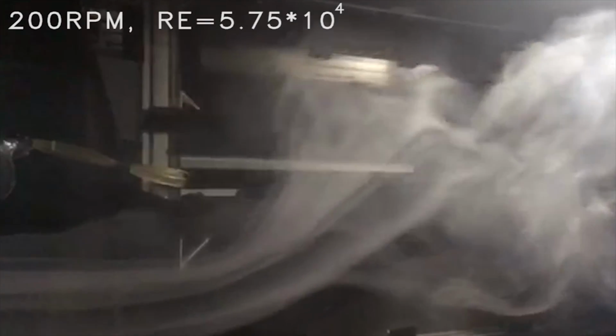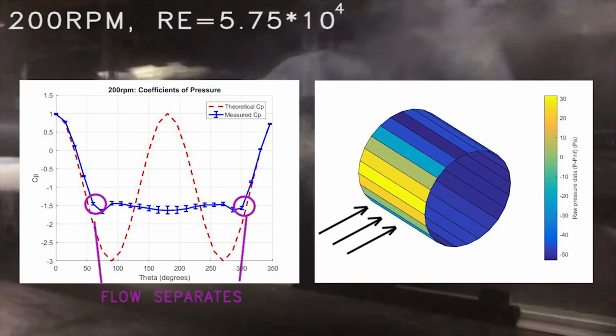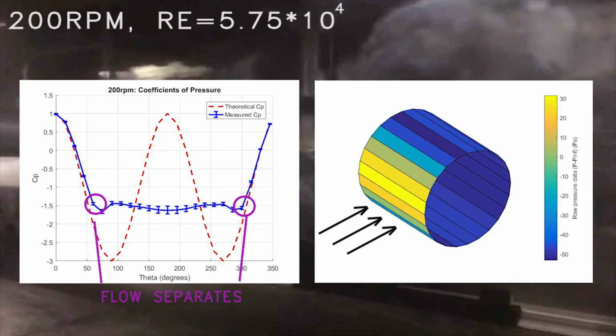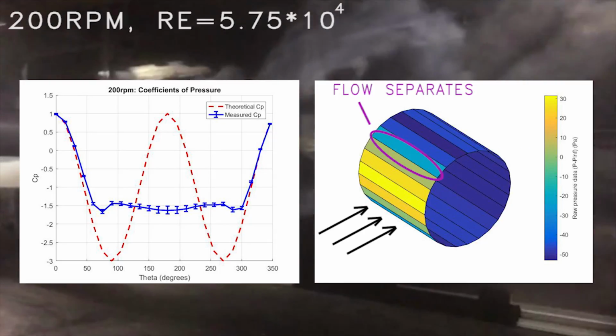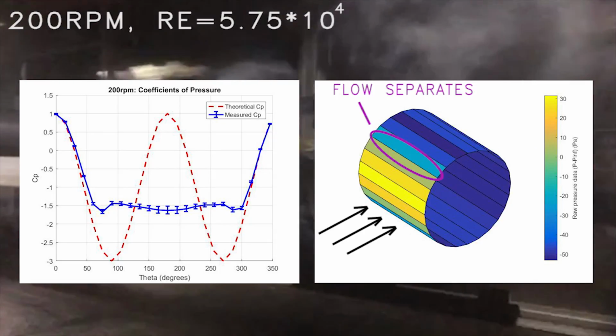Now looking at the flow with a Reynolds number of 5.75 times 10 to the fourth, we still see laminar smoke around the cylinder. However, the vortices are clearly much more frequent and turbulent. A freeze frame reveals several distinct vortices. Our coefficient of pressure plot reveals the same deviation from inviscid theory as before. Again, flow separates, creating a high magnitude low pressure zone behind the cylinder.